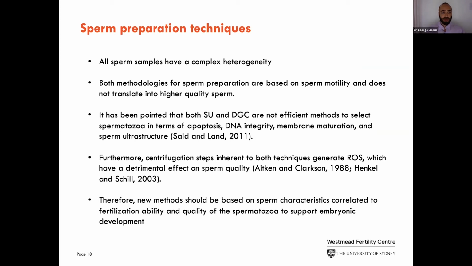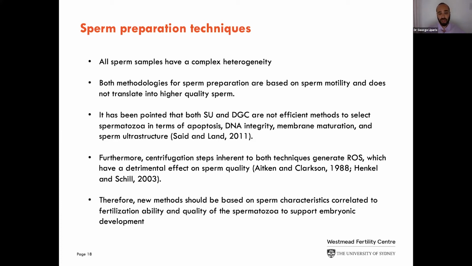Another thing we have to take into account is that all sperm samples have a complex heterogeneity. Both methodologies for sperm preparation are based on the ability of sperm to swim, and that does not translate into higher quality sperm. It just means a higher yield of motile sperm. It has been pointed out that both swim up and density gradient are not efficient methods to select spermatozoa in terms of apoptosis, DNA integrity, membrane maturation, and sperm ultrastructure. Also, the centrifugation steps that both techniques have in common can generate reactive oxygen species that can have a negative effect on sperm quality.